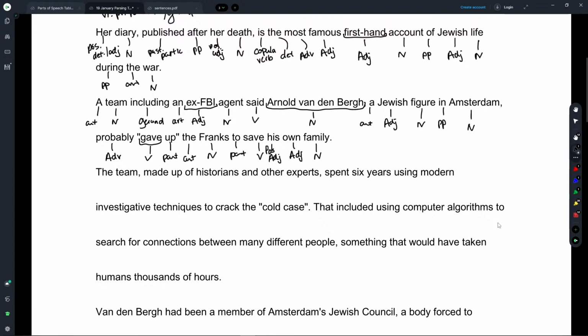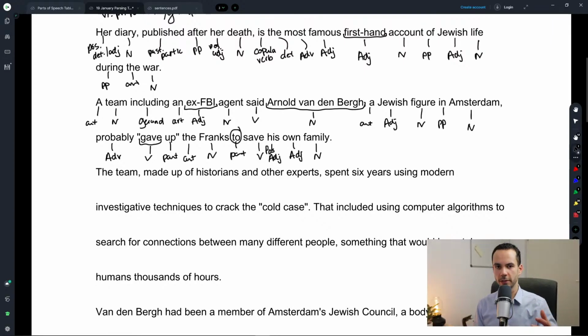Now, why is to here a particle and not a preposition? Good question. So to is here a particle and not a preposition because it doesn't indicate any form of movement or place or time or whatever, and it's used to create the full verb to save, right? He did something to save his own family. And because we have to and save, it's kind of an infinitive, so we call it a particle in this case.